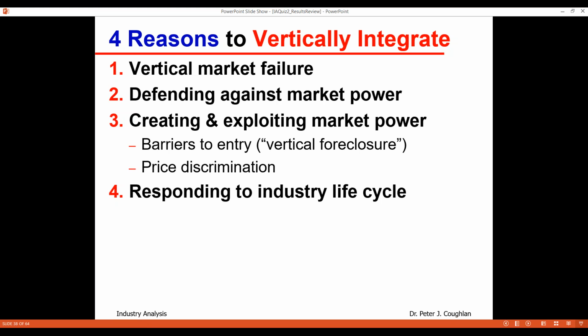Another way you exploit market power is the price discrimination argument. This is a complex textbooky economic argument, but the idea is suppose there are two segments of buyers, right? And you can't sell to them at different prices. But one of them would be willing to pay a high price and one would only pay a low price. What do you do? Well, you've got a problem. You'd really like to charge separate prices, but you can't.